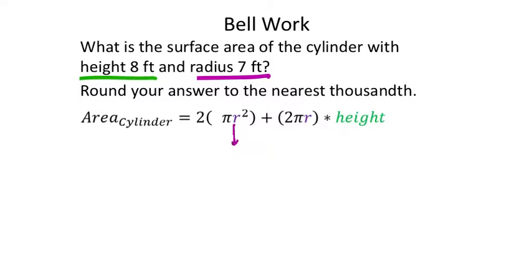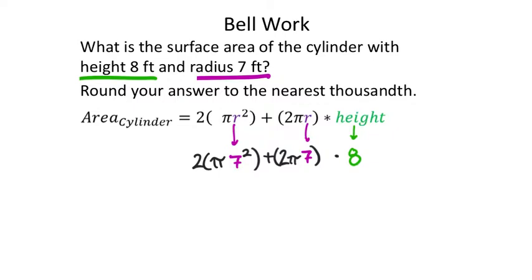So it's the same radius for both parts of the formula, which is showing as 7. And then the height that they gave us shows as 8 feet. So I replaced the height here with 8. The rest of the formula just stays the same, so I'm just going to fill this in. I have 2 parentheses pi times the 7 to the power of 2, close parentheses, plus new parentheses, 2 times pi times the radius 7, and then we'll multiply that by the height 8.